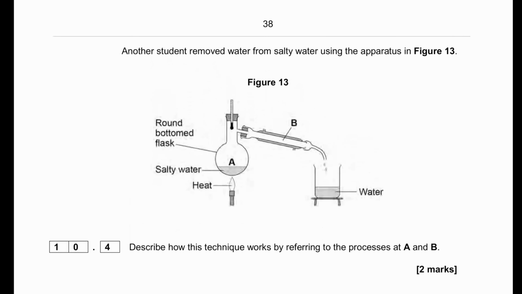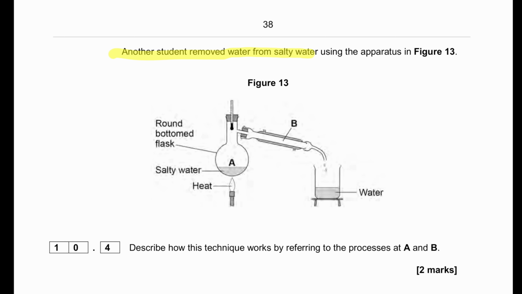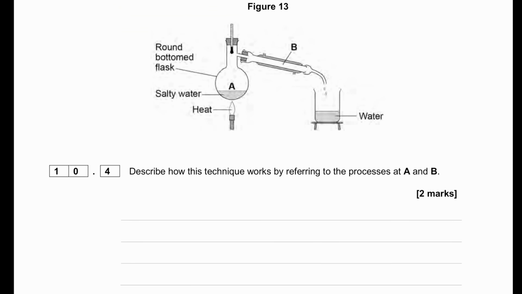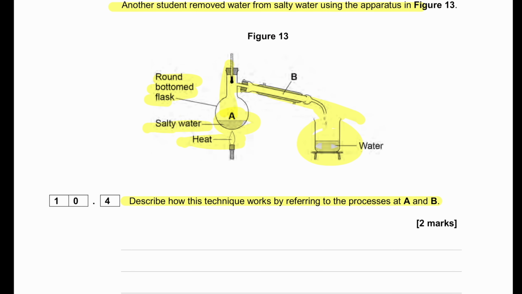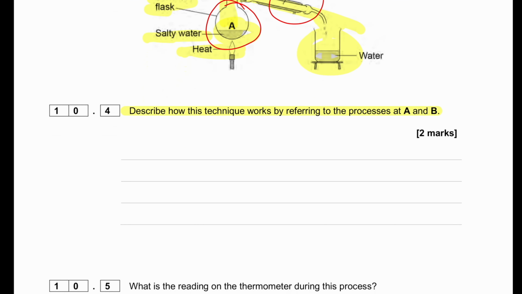Another student removed water from salty water using this apparatus. So we can see a round bottom flask, we can see salty water in it. We are providing heat, and what is happening is that water vapor is rising to the top. It's going through the condenser, and water is getting collected in the beaker. Describe how the technique works by referring to the processes at A and B. So basically, at A, evaporation is taking place, and at B, condensation is taking place.